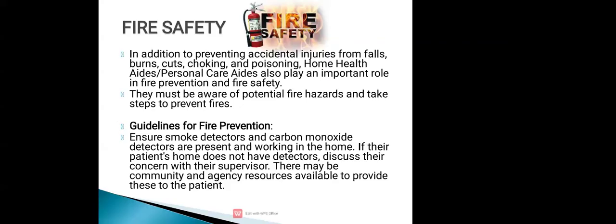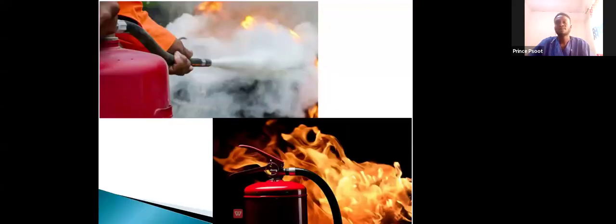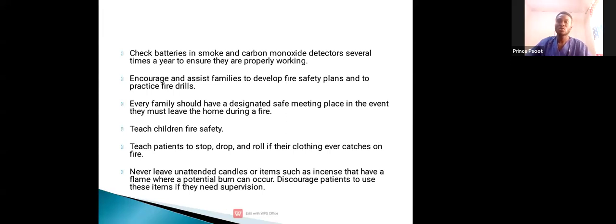If the patient's home does not have those detectors, what do we do? You can discuss this concern with your supervisor. Community agency resources may also provide detectors for the patient. You check the batteries in smoke and carbon monoxide detectors several times a year to ensure they are properly working. Then you encourage and assist families to develop fire safety plans and also to practice fire drills.